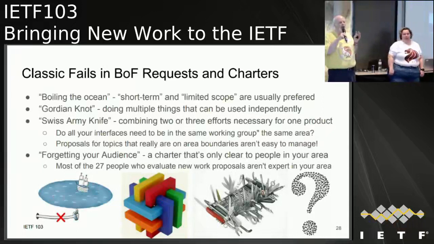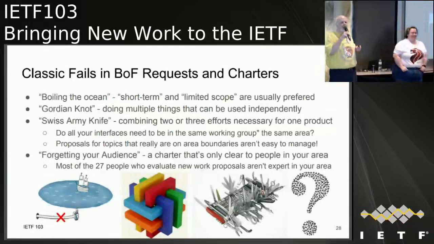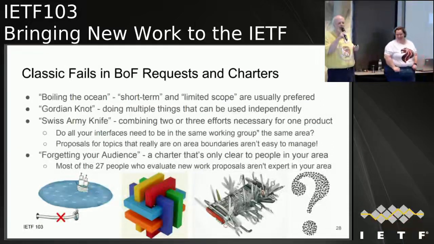doing multiple things that can be used independently in one clump. The picture that I have of the knife there, the third one from the left, is an actual knife you can order. It costs about $1,500. It does a lot of things. I don't carry one, and probably nobody else at this IETF does either.